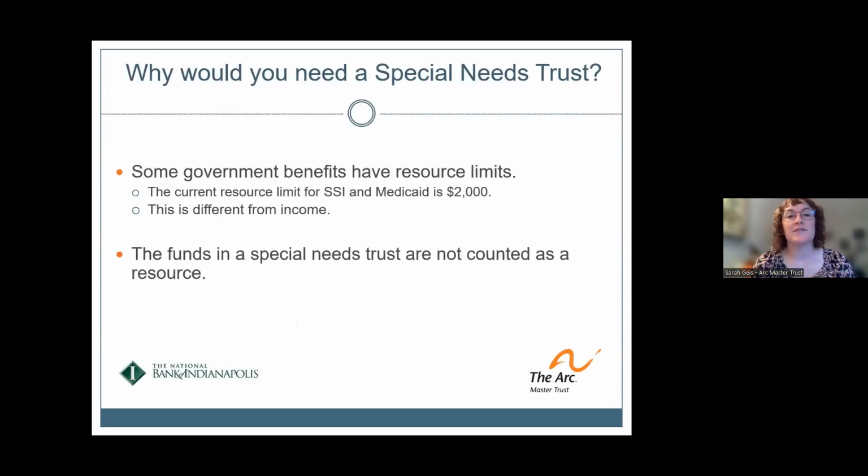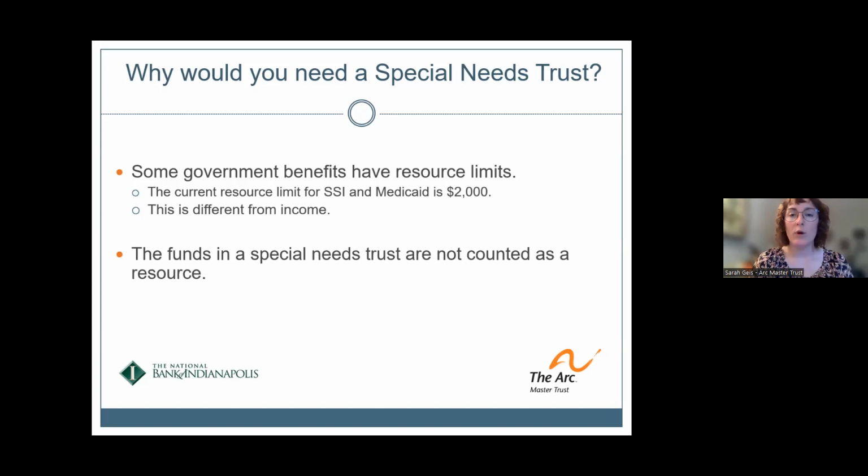So first things first, why would someone need a special needs trust? Well, some of you who are on the webinar or some of you watching this might be familiar with the various government benefits that have what we call resource limits. You might also see that referred to as an asset limit. When we say resource limits or asset limits, we're talking about the same thing. And more specifically, we're talking about means-tested benefits.